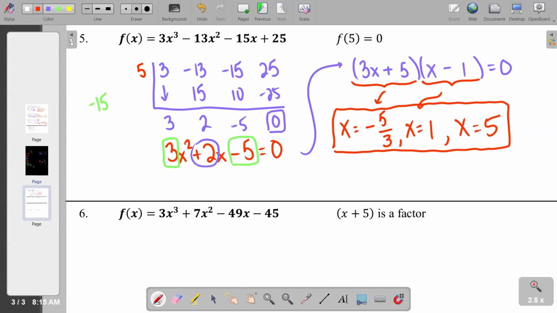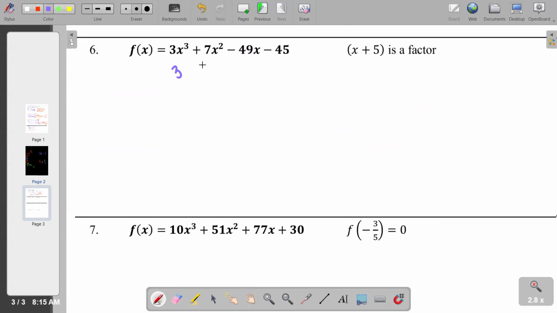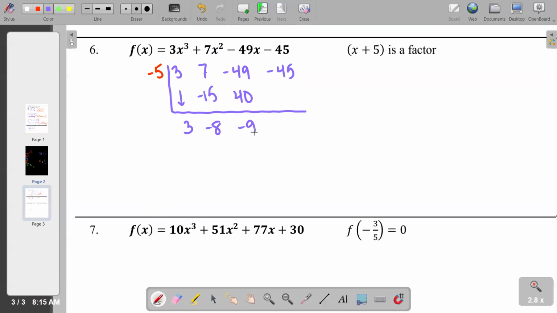Any questions about that? Okay. Number 6, we're going to set up our synthetic with 3, 7, -49, -45. We're going to do the upside down division sign thing. And what are we going to synthetically substitute? Okay, -5. And we're going through for the 6th time. Well, honestly, it's probably the 94th time by now, but in this quiz, it's the 6th time. We're going to drop the 3, multiply, add, multiply, add, multiply, add, surprise, surprise, right?